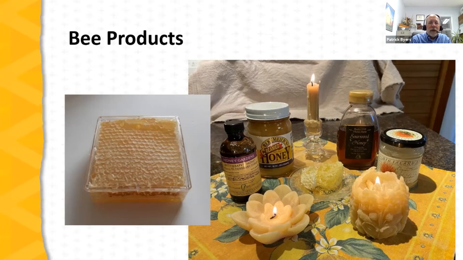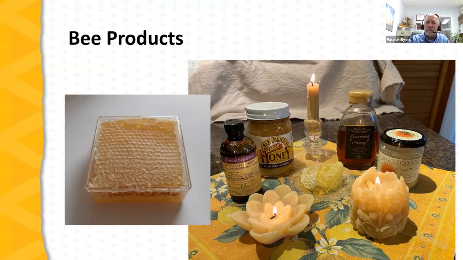Okay. Now, in addition to pollination, there is obviously the commercial potential of producing bee products. And this is a picture that I gathered up just from what I happen to have at home. You can tell I'm a lover of bee products, but things such as honey, beeswax, and other bee products can certainly offer some economic potential for beekeepers.